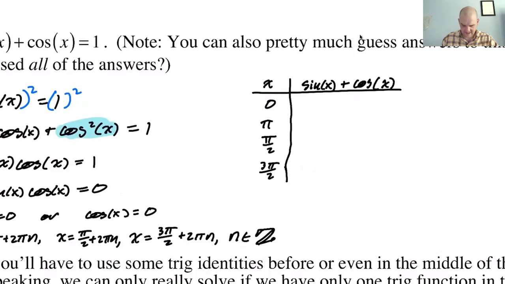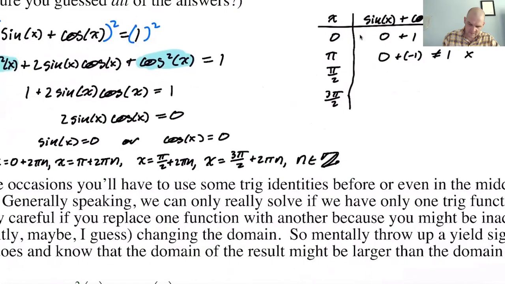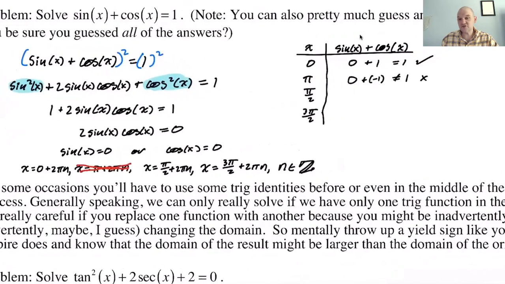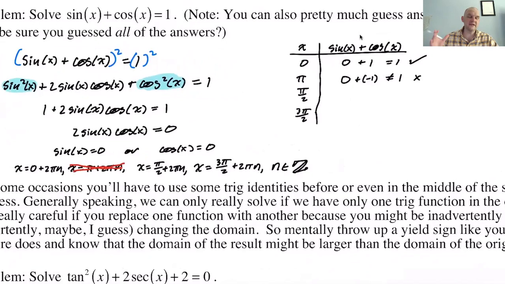At 0, the sine of 0 is 0 and the cosine of 0 is 1, so I get 1, so that works. At pi, the sine of pi is 0, but the cosine of pi is -1, so this does not equal 1, so this is out, which means that this pi that showed up is extraneous. So we get extraneous solutions when we do weird things, right? We either change the domain of the function or we change the degree of the functions involved.